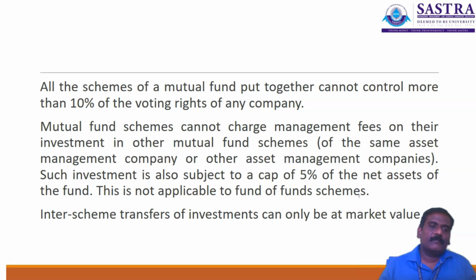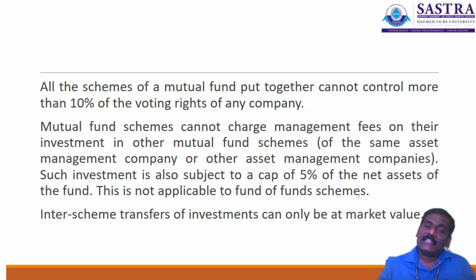And all the schemes of a mutual fund put together cannot control more than 10% of the voting rights of any company. An asset management company manages the funds of investors and invests across different securities. Even if it has hundreds of schemes, the total investment in a single company should not be more than 10%. Take a company with a total paid-up capital of 100 crores. In a particular scheme, the asset management company has invested 2 crores in that company, so 2% is already invested.